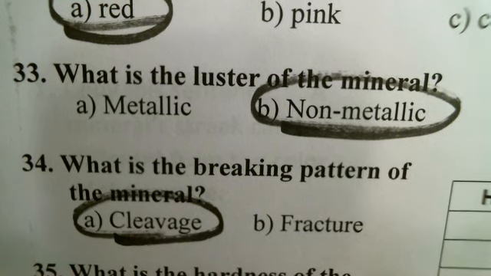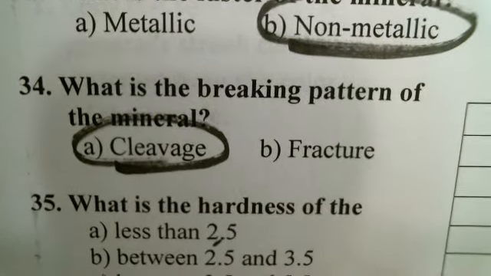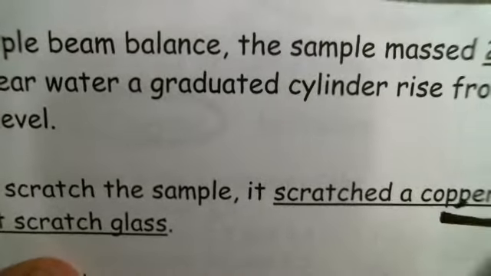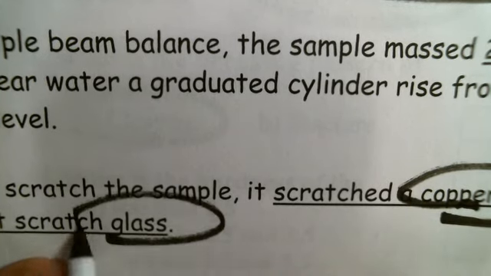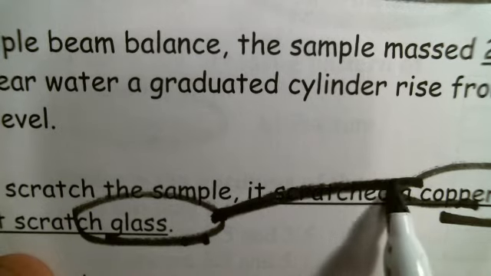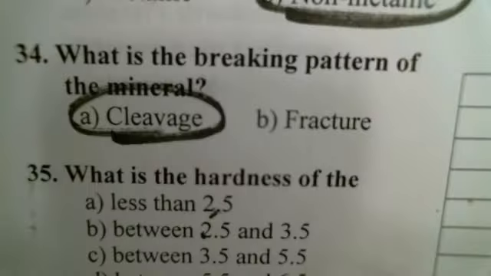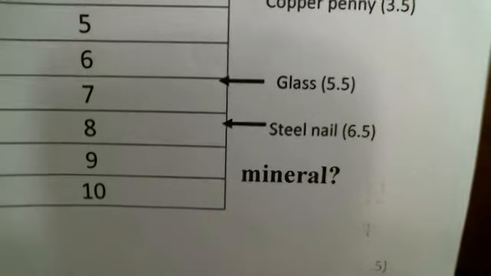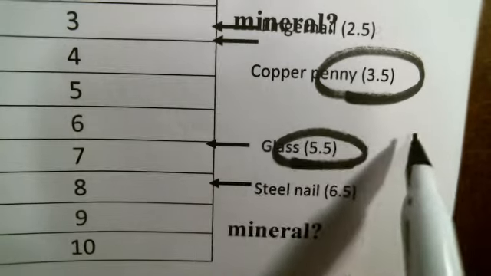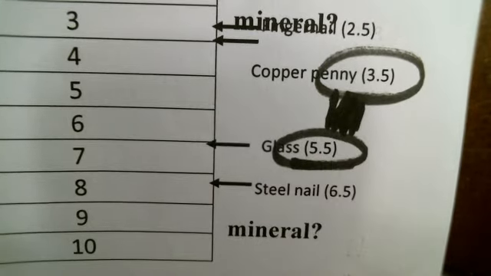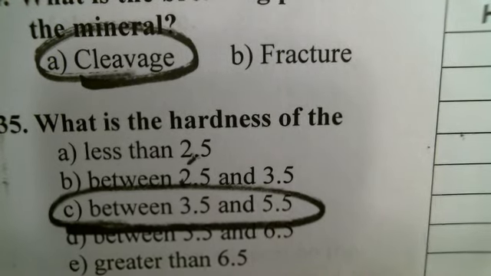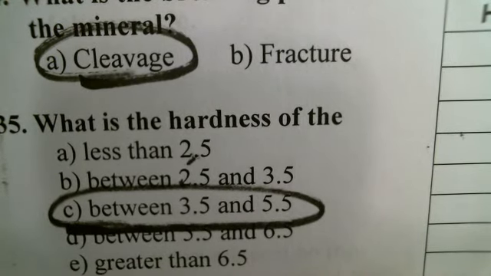Next, number 35, what is the hardness? Well, it talks about a copper penny and glass. One works, one doesn't, and so it's got to be between the hardnesses of these two materials. Looking at the chart, the hardness of glass is 5.5 and the penny is 3.5. So it has to be somewhere in between those two numbers. We don't know exactly what at this moment. We'd need more equipment to figure that out.